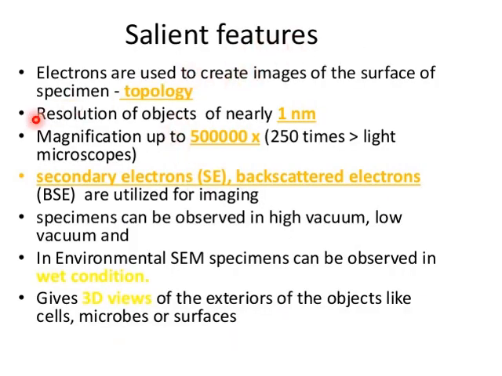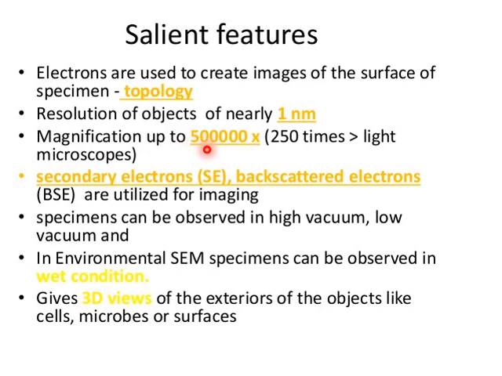Salient features of scanning electron microscopy. Electrons are used to create images of the surface of the specimen. That is topology. We can study the topology. We can see the image of the surface only. Resolution of objects of nearly 1 nanometer, 1 nanometer size can be visible. Small particles of size 1 nanometer can be visible, as its resolution power is up to 1 nanometer.